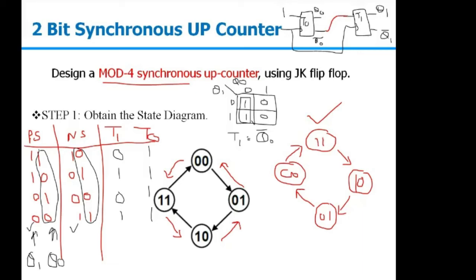What was there in the up counter? Q naught was connected to T1. For the down counter, Q naught bar is connected to T1, and that we have got through this general approach.